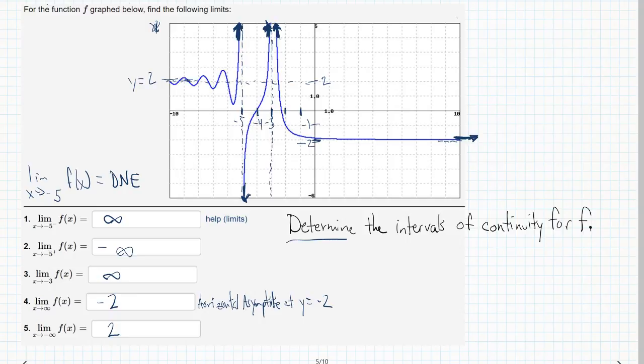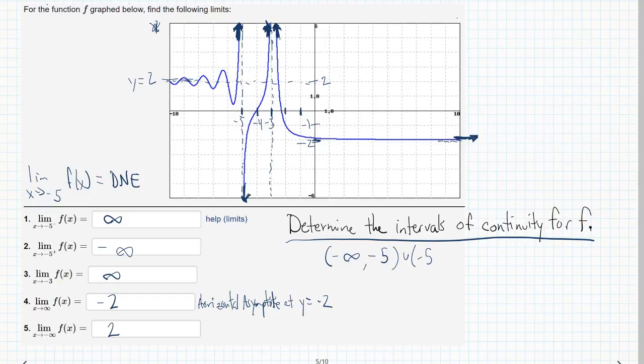So now the other question, determine the intervals of continuity for f. So this part seems pretty tricky, but it's actually not too bad. You're just looking where the graph breaks off. So notice we go from negative infinity. Once we get to negative 5, we have an infinite discontinuity. So we'll put negative 5 and we'll put up parentheses. And then we still don't include negative 5, so that's why the parentheses is there. And then we jump all the way to negative 3.